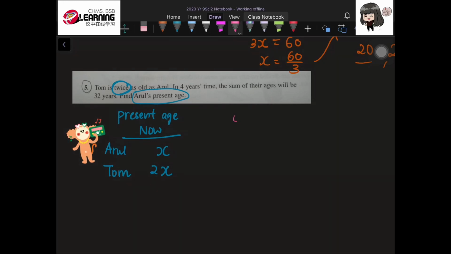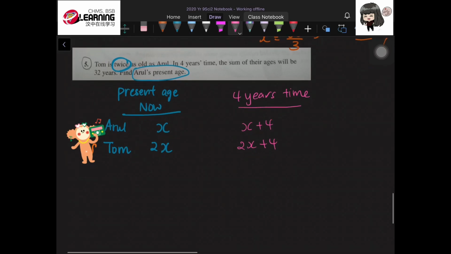And then in 4 years' time, they will each be older by 4 years, plus 4. Your age now is 15. In 4 years' time, your age will be 15 plus 4, which is 19. If my age is, let's say, 18, in 4 years' time, my age will be 18 plus 4. So both of our ages will increase by 4. Same goes for Arul and Tom. If Arul's age is X, in 4 years' time it will be X plus 4. And Tom, same, 2X plus 4. Both plus 4.